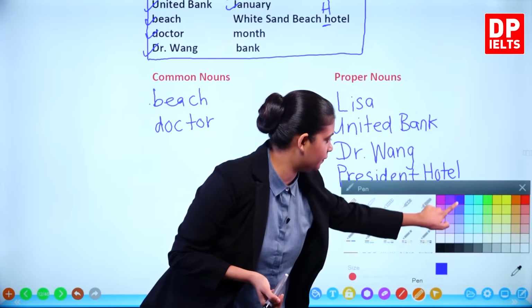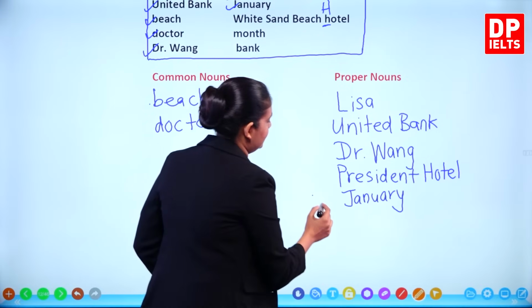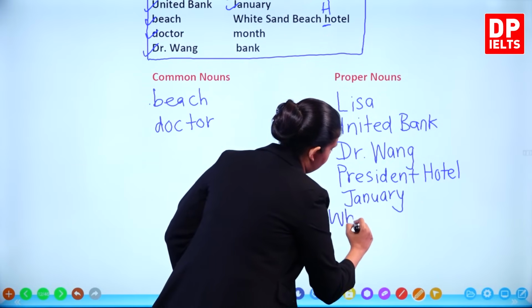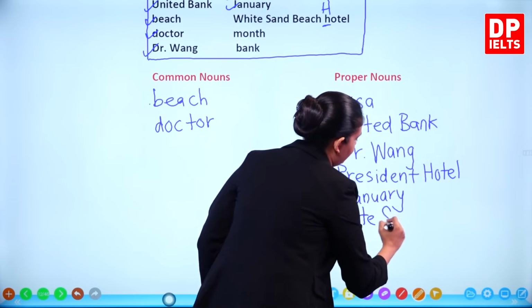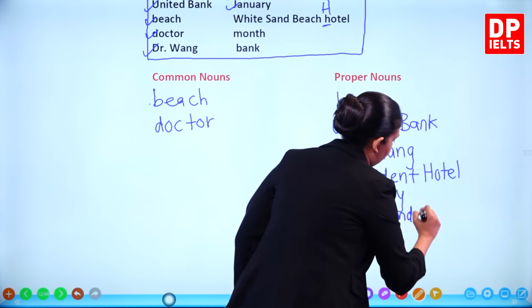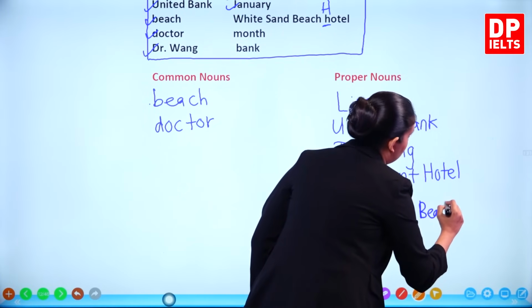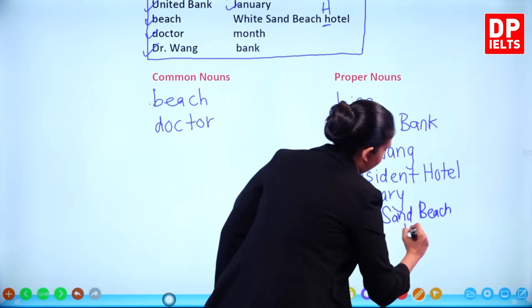Right? So when we write it, we can write it as White Sand Beach Hotel.